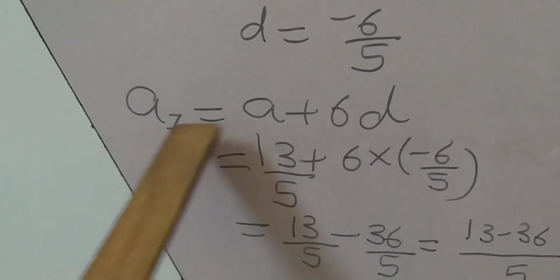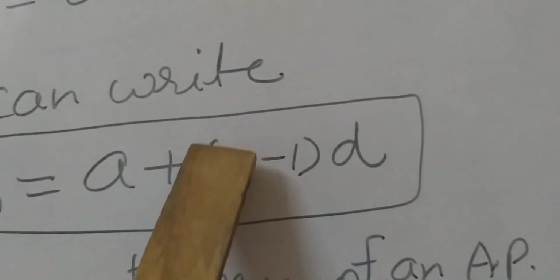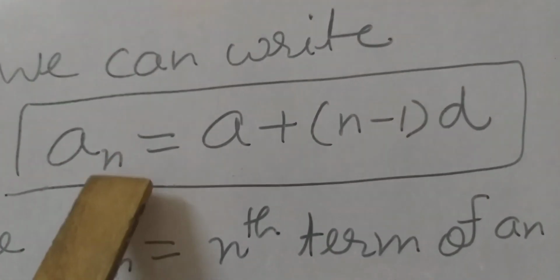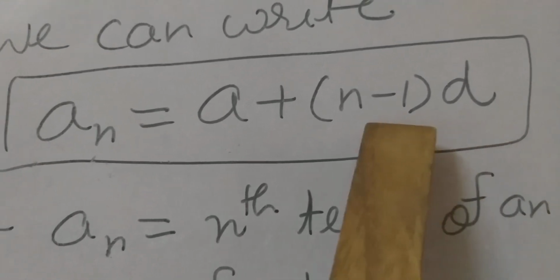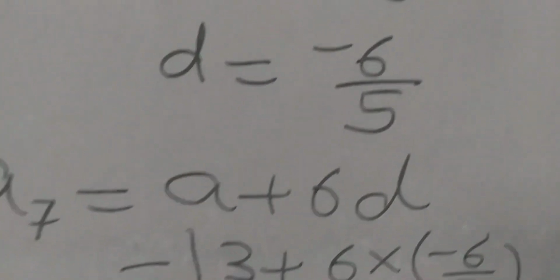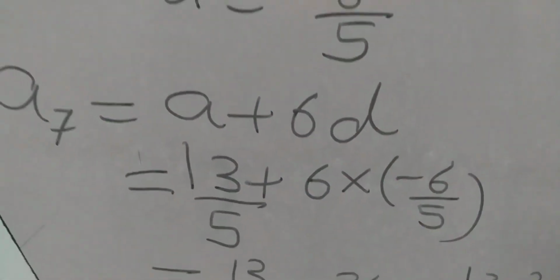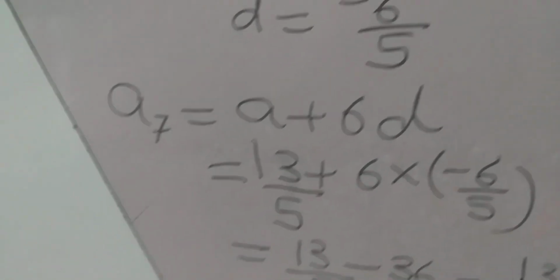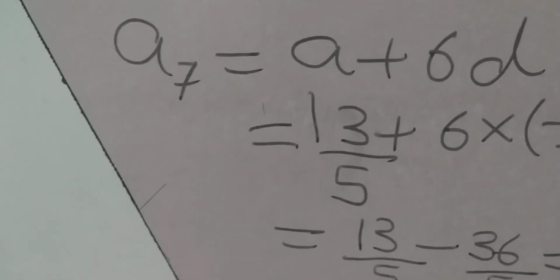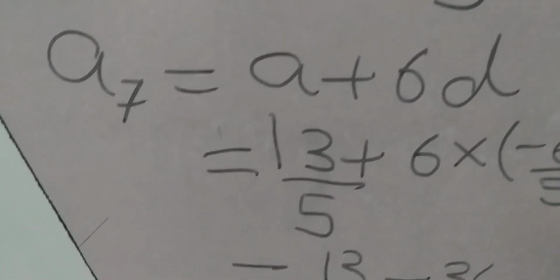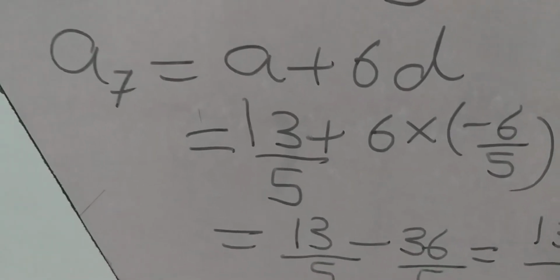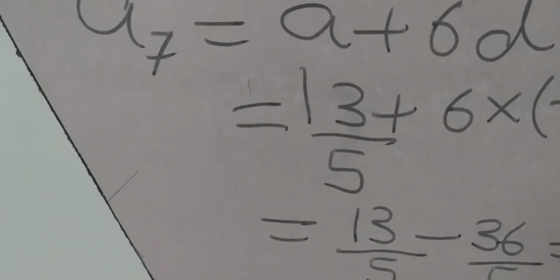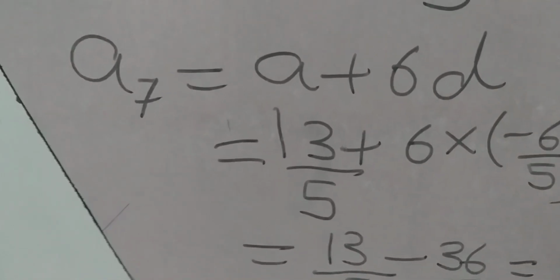Because here we have to write n minus 1. So n value 10, so 10 minus 1, 9. So directly we can write A10 equals A plus 9D. So always remember, the term which we have to obtain, the value with D will be 1 less than the term.